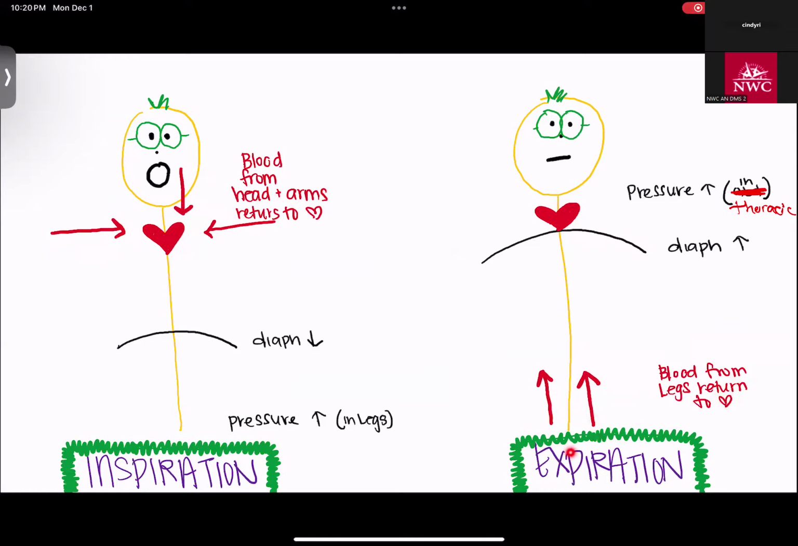So add that extra layer to it. If they ask you questions about blood return to the heart, is it from the head and upper extremities or from the lower extremities? Then you would know which happens during inspiration and which happens during expiration.